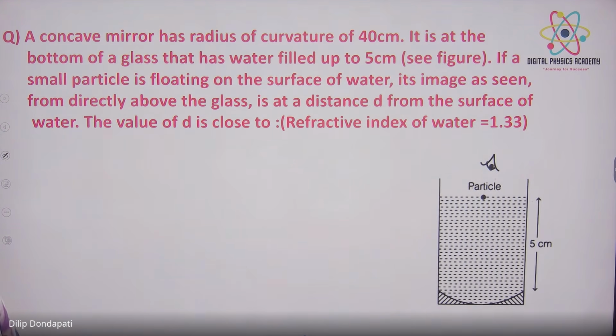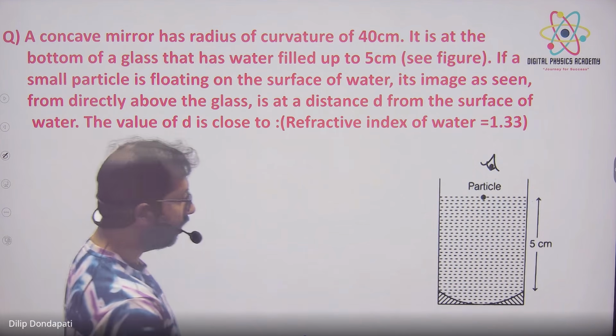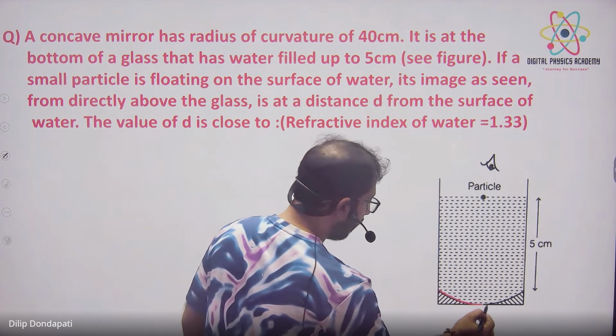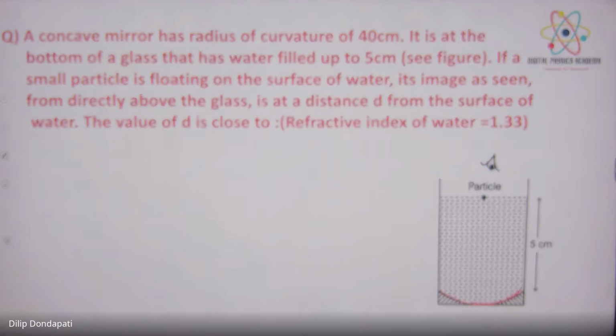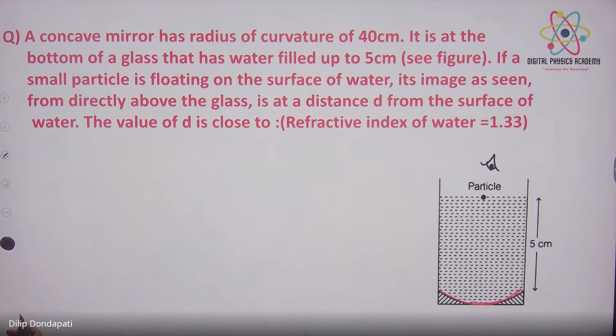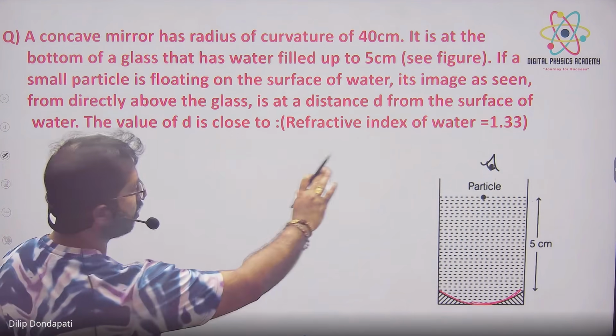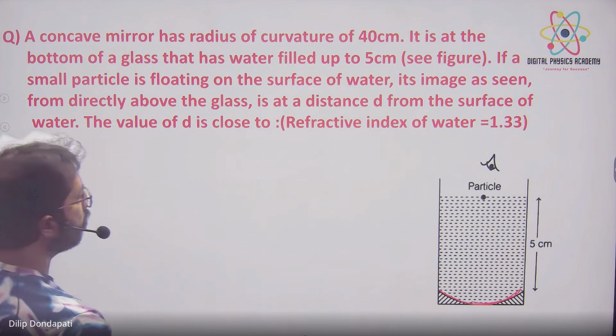Now instead of plane mirror, I use concave mirror. Same concept. He's asking the value of D is close to. So what is it saying? The concave mirror of radius of curvature is given, at the bottom of the glass that is filled with water up to 5 centimeters. पूरा 5 centimeters है, नीचे concave mirror है, ऊपर particle है.